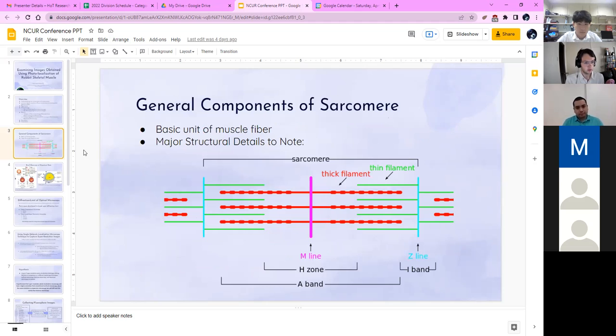So just a brief overview of the general components of a sarcomere. Muscle is a contractile tissue that allows the extremities of animals to move and the organs to function. The basic unit is called a sarcomere. I have a diagram on the slide. The parts of the sarcomere that I'll be focusing on are the I band region, A band region, H zone, and C zone, which isn't depicted in the diagram, but you can find it roughly outside of the H zone, but within the A band region.